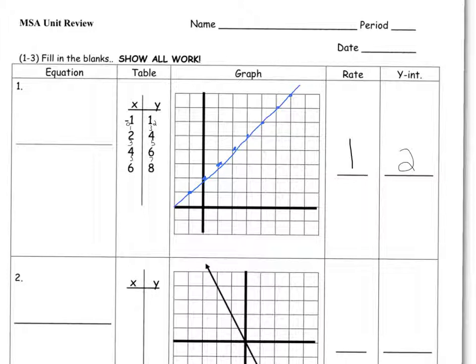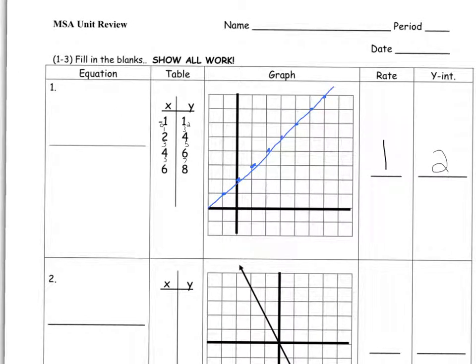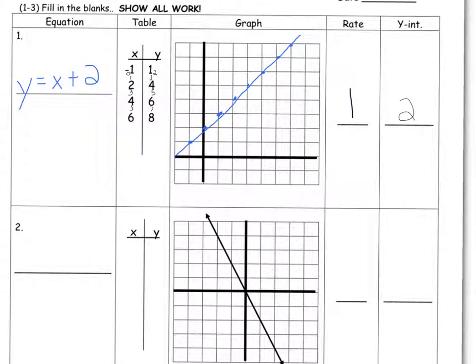Okay, so the equation is going to be y equals, and since the rate is 1, all we need to do is put an x here, plus 2. Okay, let's go on to number 2.